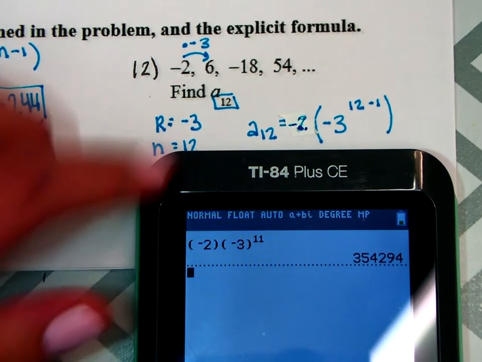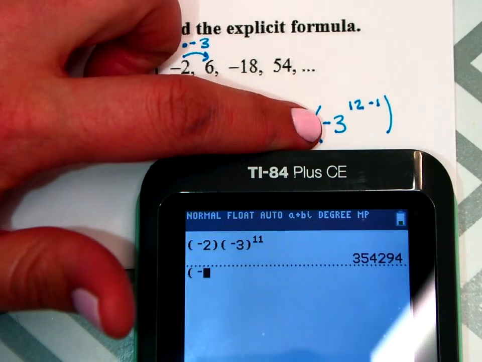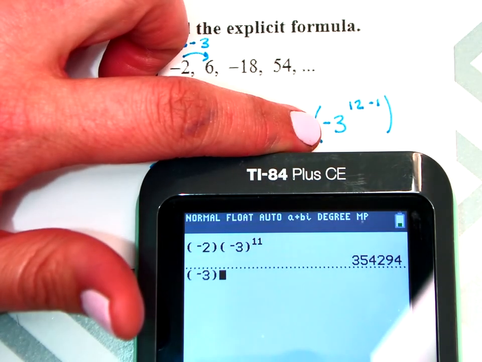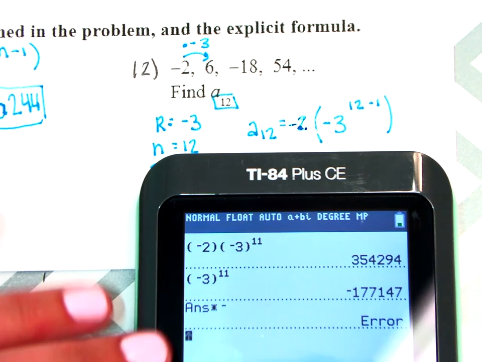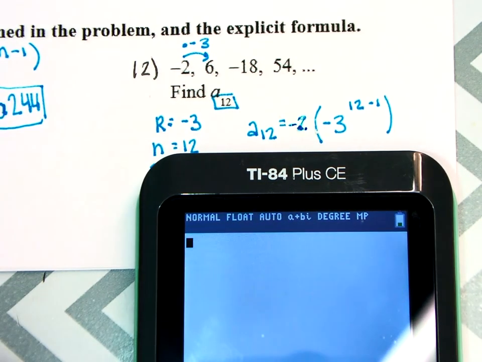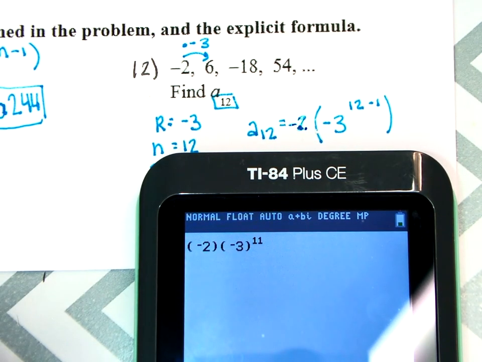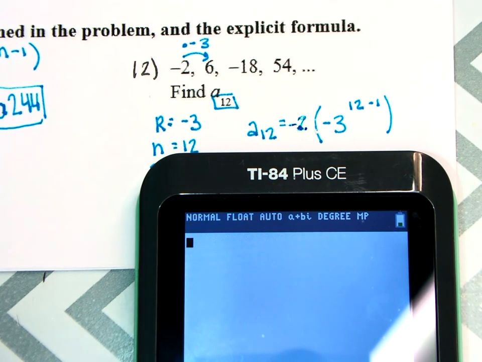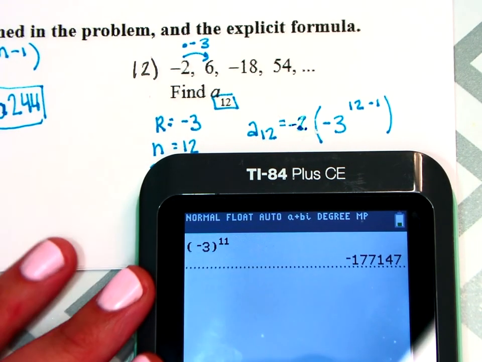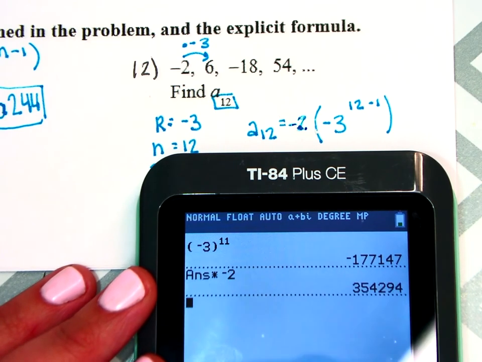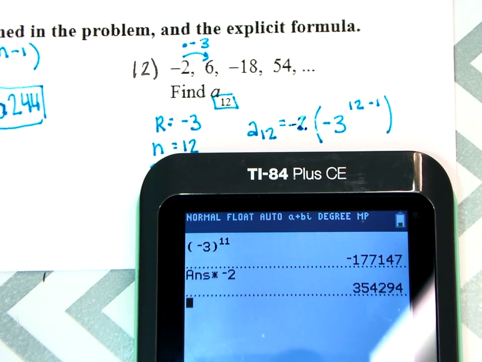You could also do it this way. You could start over here, negative 3 raised to the 11 times negative 2. Let me clear all that out. All right, I'll just start over. Negative 3 raised to the 11, enter, times negative 2. So just be mindful, and you can do it that way as well.